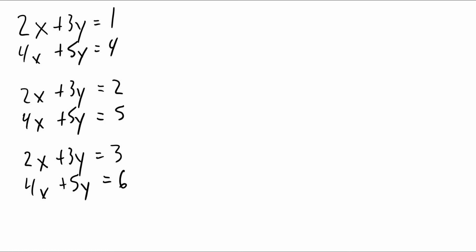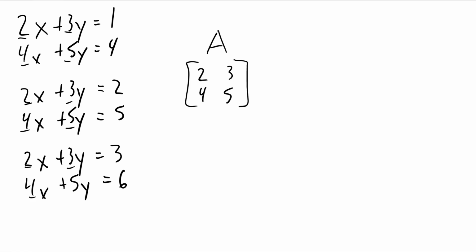So when we have repetition like this, what we can do is combine this into a single matrix equation. So our matrix A, our coefficient matrix, stays the exact same. It's 2, 3, 4, and 5. Now, if those changed at all, we couldn't use this method. So these have to be 2, 3, 4, 5 in every single system. Otherwise, this method's not going to work. All right, so A is 2, 3, 4, 5.